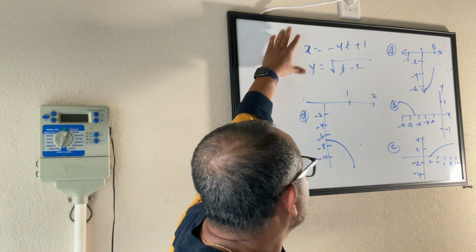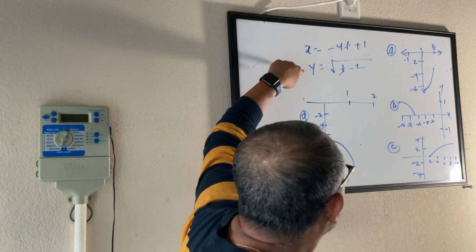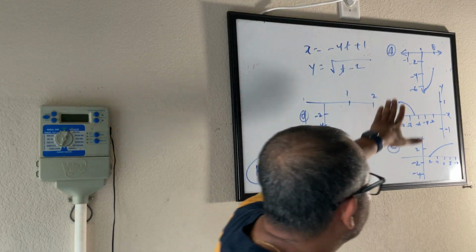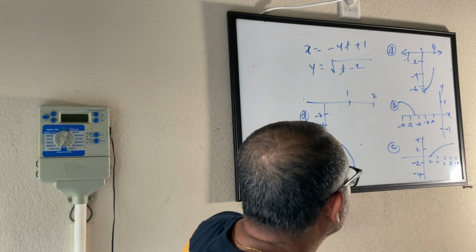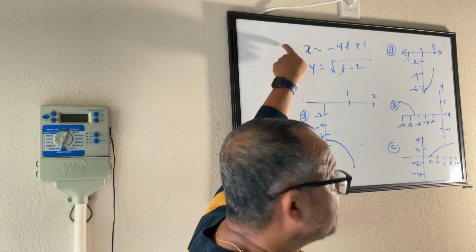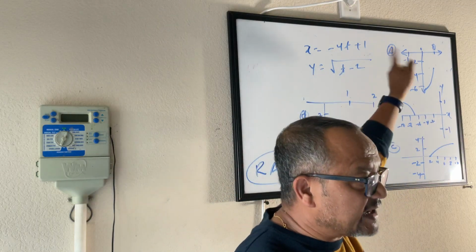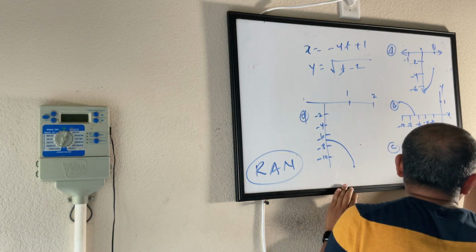Okay. So the first equation is x equals -4t plus 1, y equals square root of t minus 2, and then we are given four graphs. And we have been asked to figure out which of the graphs is representing x and y. Meaning you will put the value of t and see which of the graph represents x and y values. So essentially, for every graph you will see 2 points.